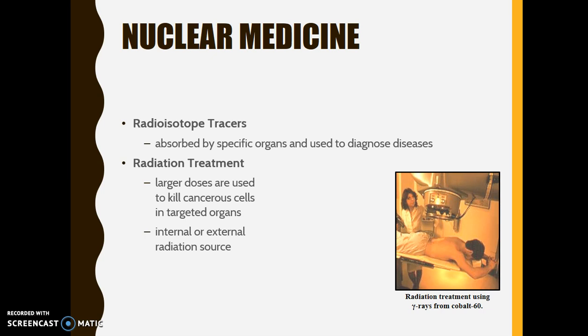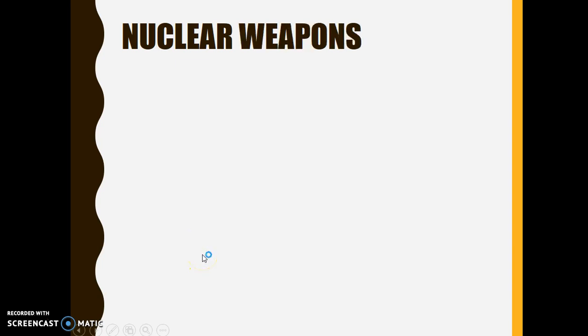Another example is radiation treatment. So this person is undergoing radiation treatment by using gamma rays from cobalt-60. Larger doses are used to kill cancer cells. So they target specific organs in the body. There are now some new internal radiation sources. This would be in the form of medicine that you could take.